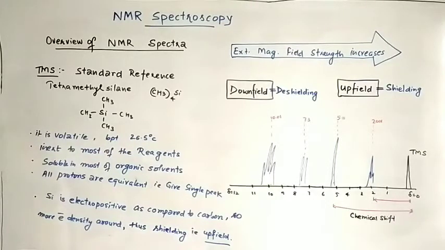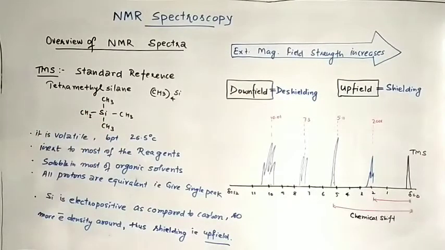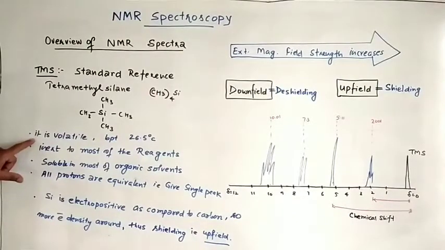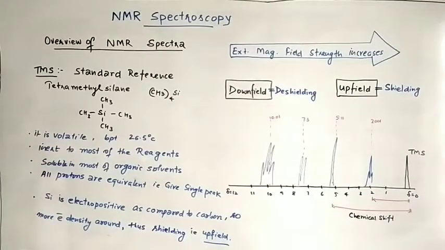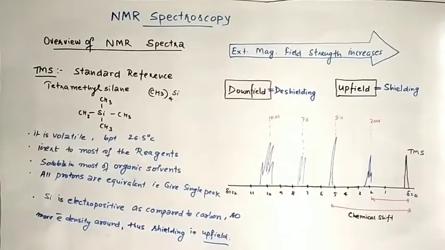The question is why TMS is used and what is TMS? TMS is tetramethylsilane. It's a compound like this, silicon with 4 methyl groups. Why do we use particularly this compound? Because of some characteristics which suit our working environment. First, it is volatile. Boiling point is 26.5. As we know, NMR spectroscopy is non-destructive. Non-destructive means we can recover the compound after taking the spectra. Otherwise, in many spectroscopy, you can't get the organic compound back.